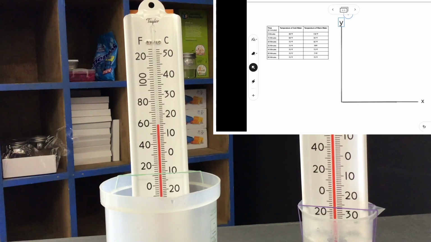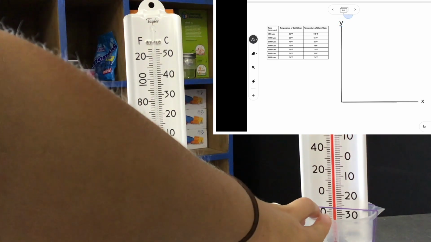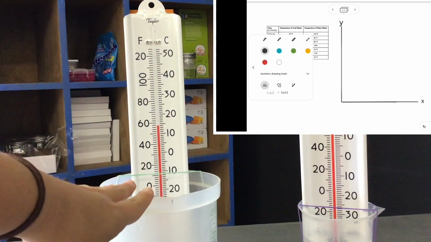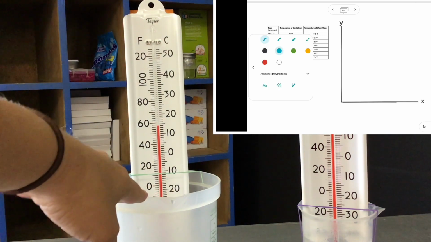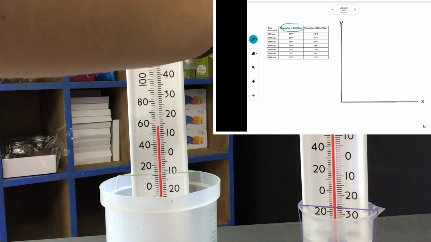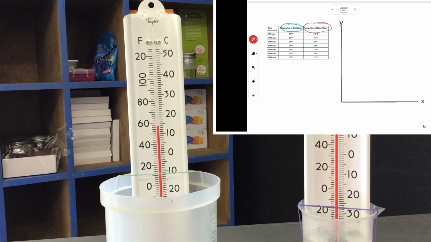Alright guys, today we're going to be conducting a heat transfer observation in which we observe the rate of heat transfer from a hot cup of water to a cold container of water when we submerge the hot container in the cold container so that the container and water are touching.